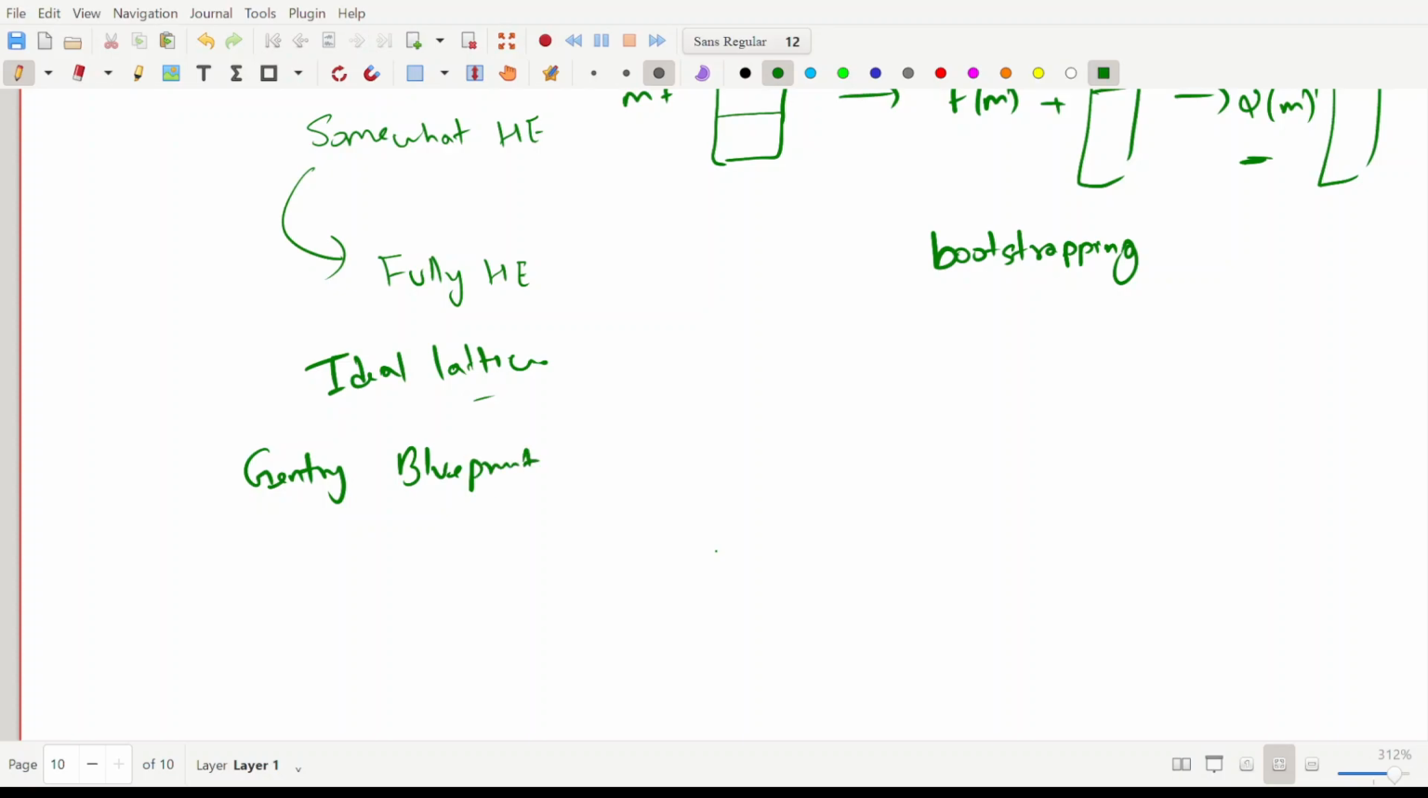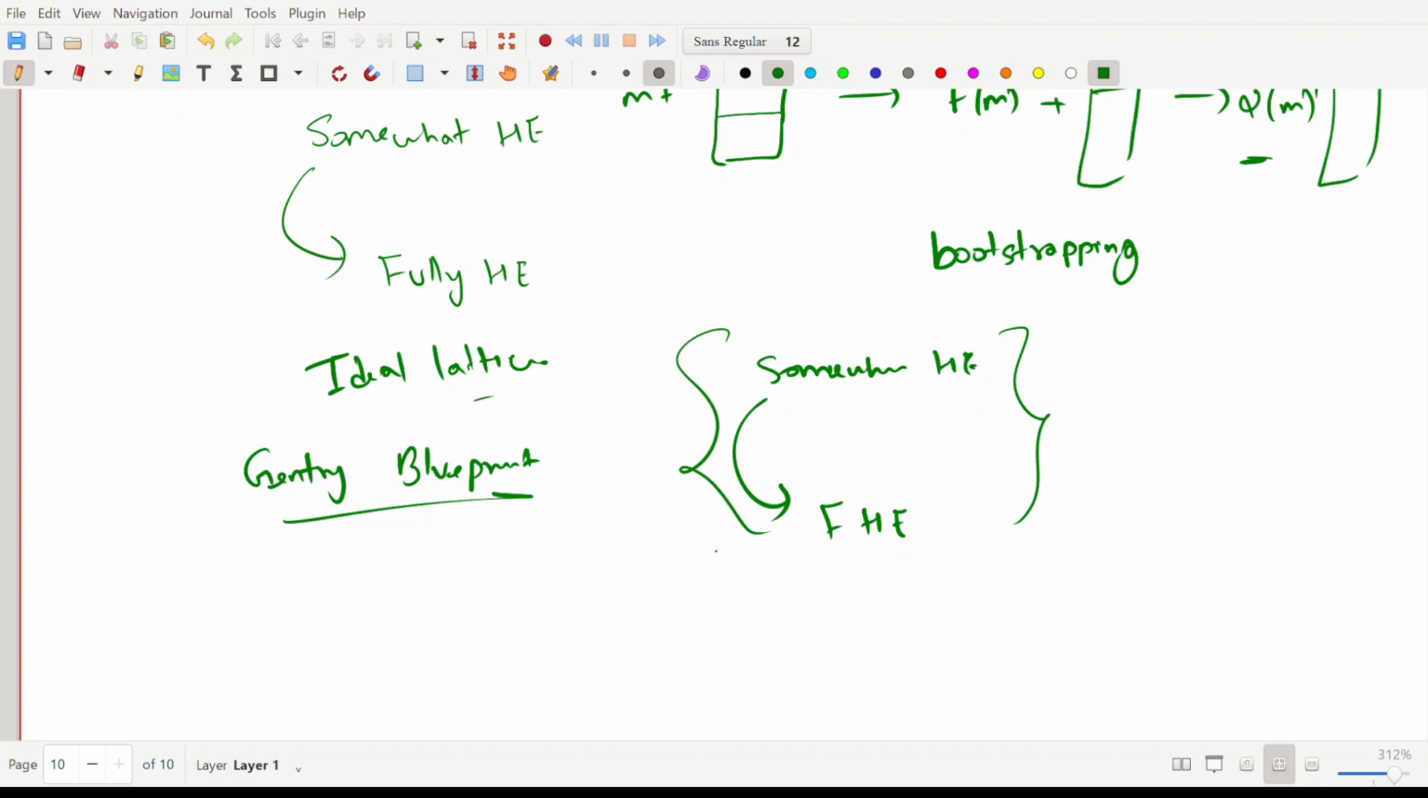What do you mean by this? That means in all the cases where you want to make an FHE scheme, you first construct a somewhat homomorphic encryption scheme, and then by the bootstrapping method you convert it into a fully homomorphic encryption scheme. This is Gentry's blueprint. Every homomorphic encryption scheme will be made by this only. In all the cases you need bootstrapping.